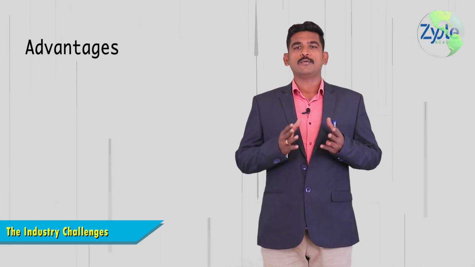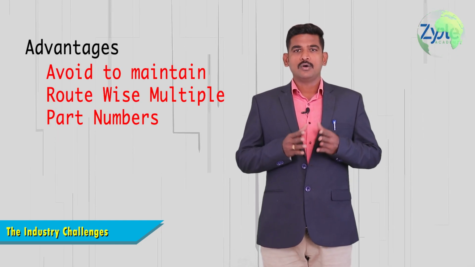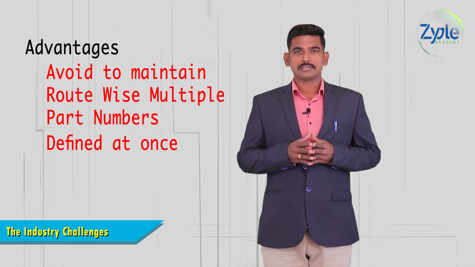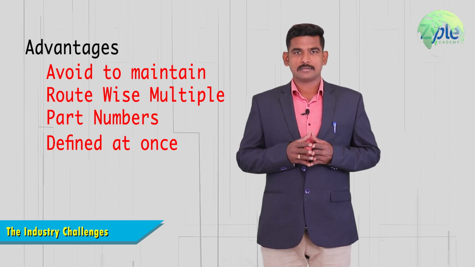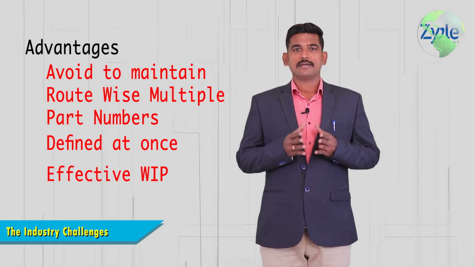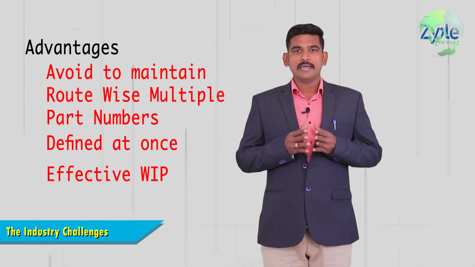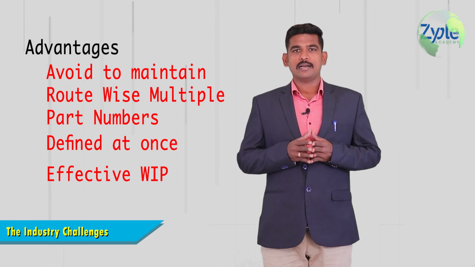The complex requirement is simplified using SAP Business One SDK development. The advantages of the routing process are, point number 1, we can avoid maintaining route-wise multiple part numbers. Point number 2, machine and tools can be defined at once. Point number 3, effective WIP inventory consumption can be tracked. Point number 4, inventory can be tracked with work order and route-wise.